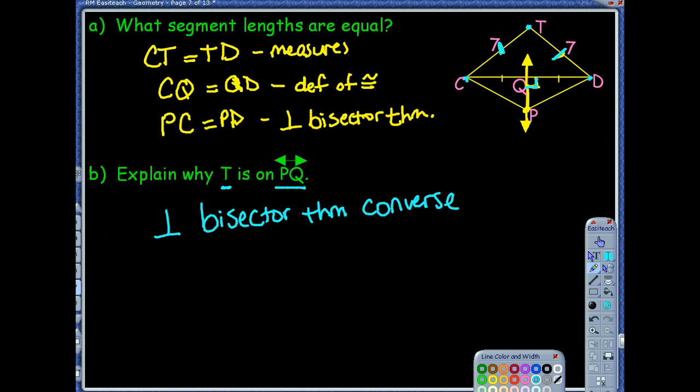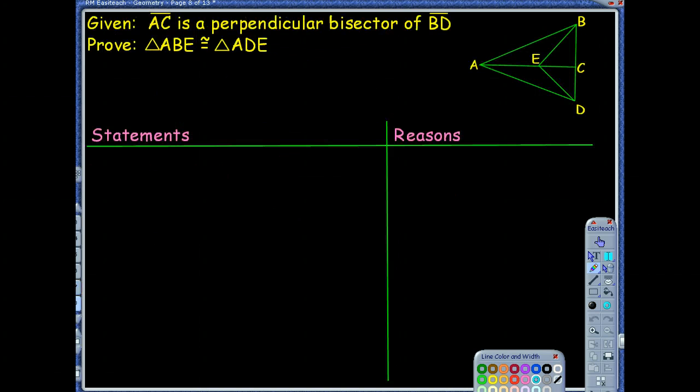If you're given that they're equidistant, you know it's on that perpendicular bisector. If you know you have a perpendicular bisector, you know that they're equidistant. Perfect. Let's do a proof. We can't complete a day without a proof, of course. No, we'll have some days where we don't.